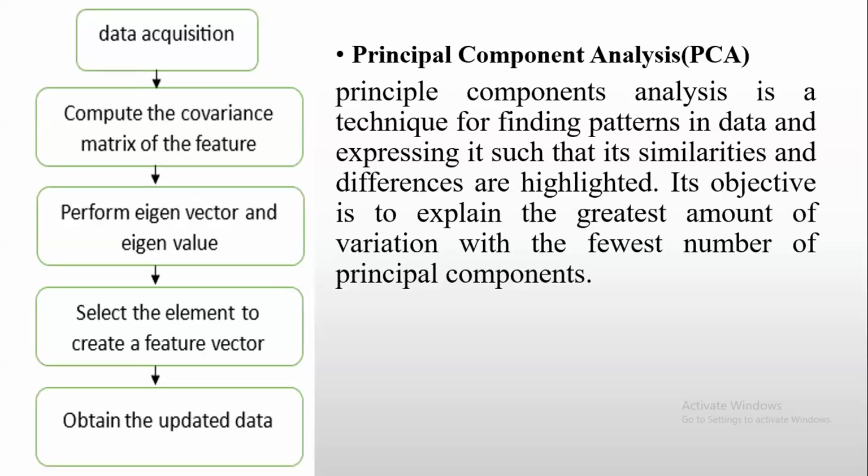Principal component analysis is a technique for finding patterns in data and expressing it such that its similarities and differences are highlighted. Its objective is to explain the greatest amount of variation with the fewest number of principal components. This diagram explains the principal component analysis steps. After data acquisition, compute the covariance matrix of the features. After that, compute the eigenvectors and eigenvalues for the image, and select the elements to create the feature vector to obtain the transformed data.